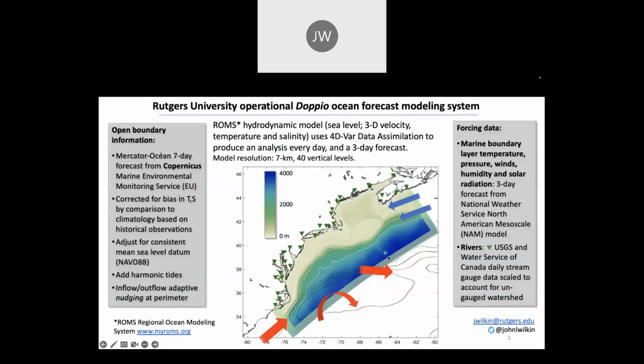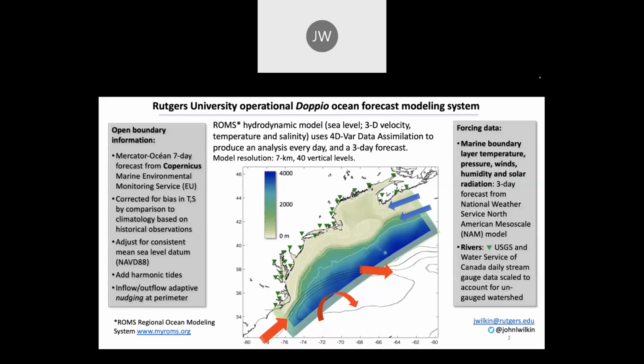So this is our region of interest. We've got a ROMS hydrodynamic model going here from Nova Scotia in the north down to Cape Hatteras in the south. The model configuration, I'll just run through very quickly. It's got a 7-kilometer grid, 40 vertical terrain following levels. On the boundary conditions, we use the Mercator Ocean forecast or analysis, depending on which we're doing, to which we've applied our own corrections for bias from a climatology, which I'll say more about.